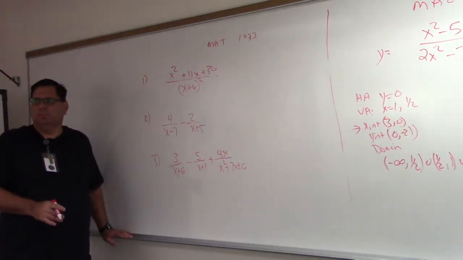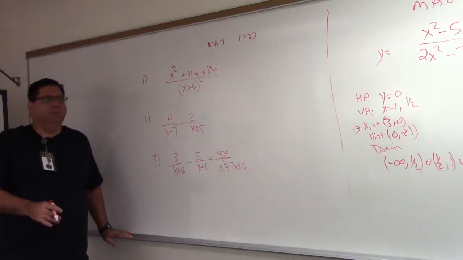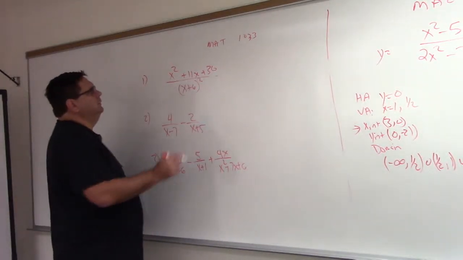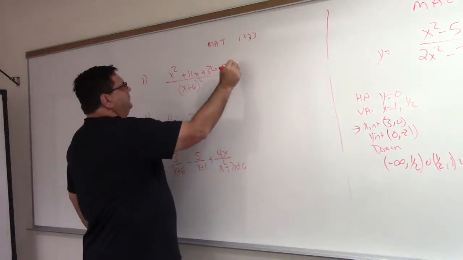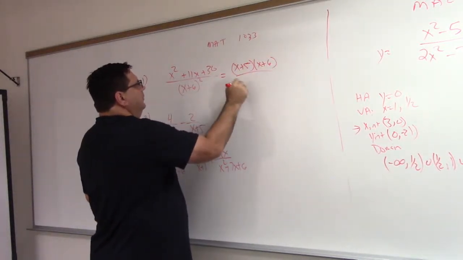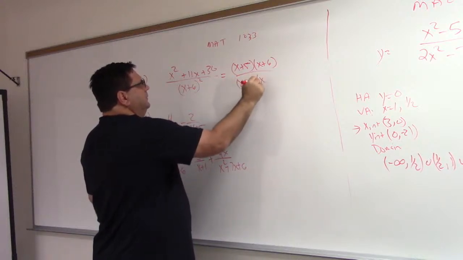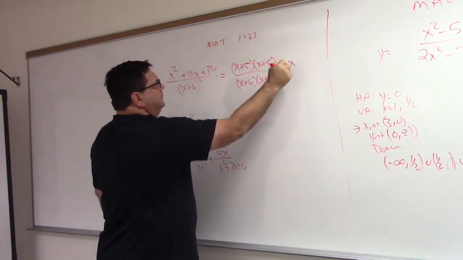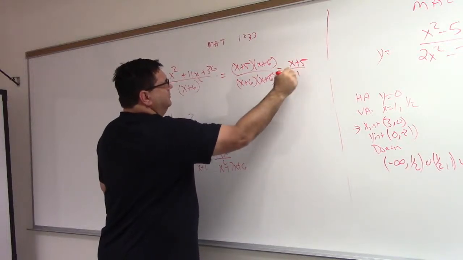Wait, I know it's kind of messy. Cindy, what'd you get for the first one? I got x plus 5 over x plus 6. Yes, x plus 5 times x plus 6 over x plus 6 times x plus 6. The x plus 6 cancels, leaving x plus 5 over x plus 6.